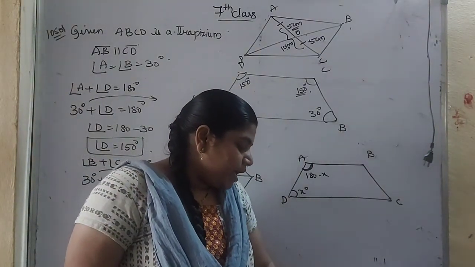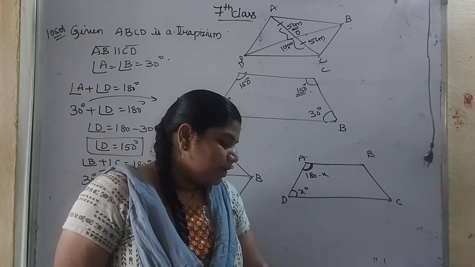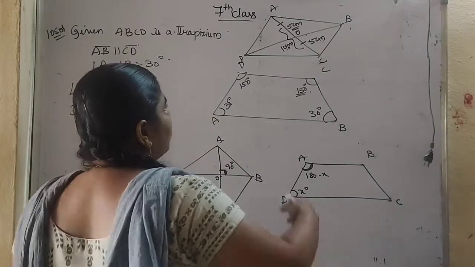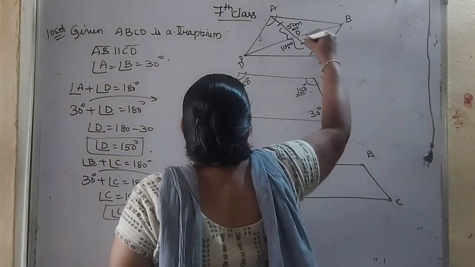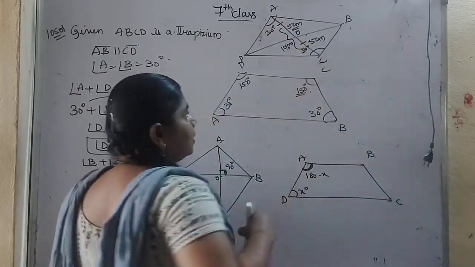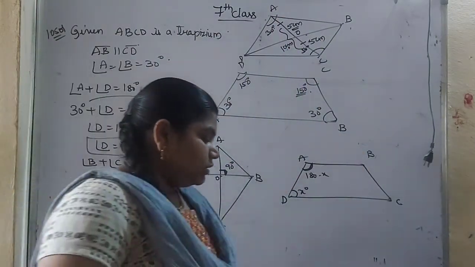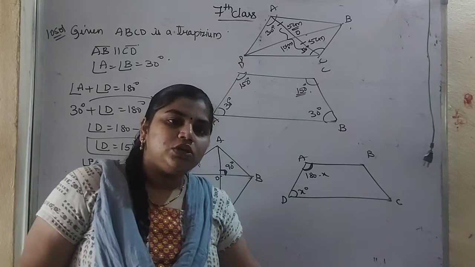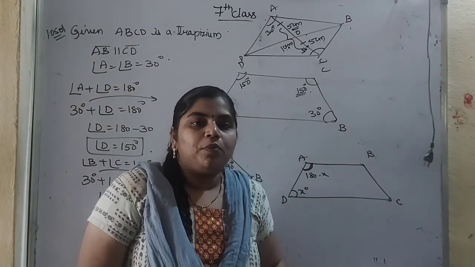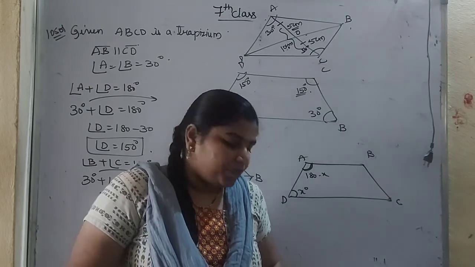Next, ABCD is a parallelogram, then angle A minus angle C. We know that in a parallelogram opposite angles are equal. So if it is 30, here also it will be 30. 30 minus 30 will be how much? It will be equal to 0. So here the seventh solution is 0 degrees because you are subtracting opposite angles. Opposite angles will always be equal.